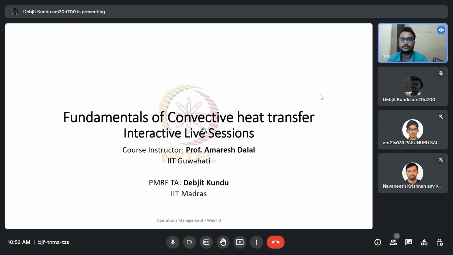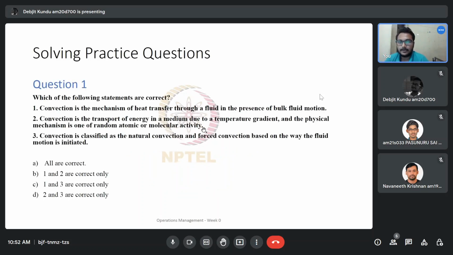We will move on to the first question. I'll read out the question. Which of the following statements are correct? One, convection is the mechanism of heat transfer through a fluid in the presence of bulk fluid motion. Two, convection is the transport of energy in a medium due to temperature gradient, and the physical mechanism is one of random atomic or molecular activity. And the third statement is convection is classified as natural convection and forced convection based on the way the fluid motion is initiated. Now, among these three statements, some of them are correct and some of them are wrong.